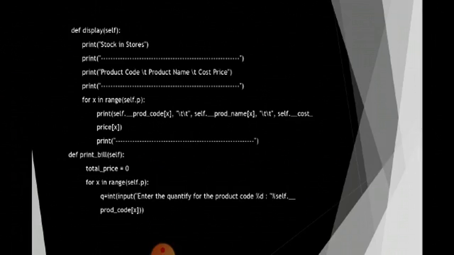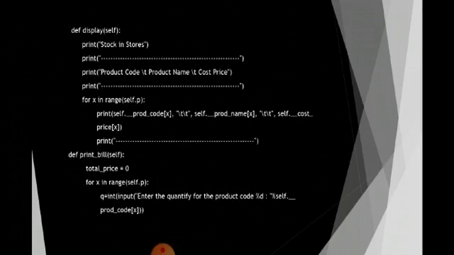And then see the next statement: for x in range of self.p. If we want to access the products, then we can use a for loop, because we can store all the details in the list. So now you can get the details from this list. Print self.product_code, comma, \t\t. Here also the \t is used for specifying the tab space. Okay, and this square bracket of x, that is, we access the list element. We can take the elements one by one from the list and display them on the monitor.